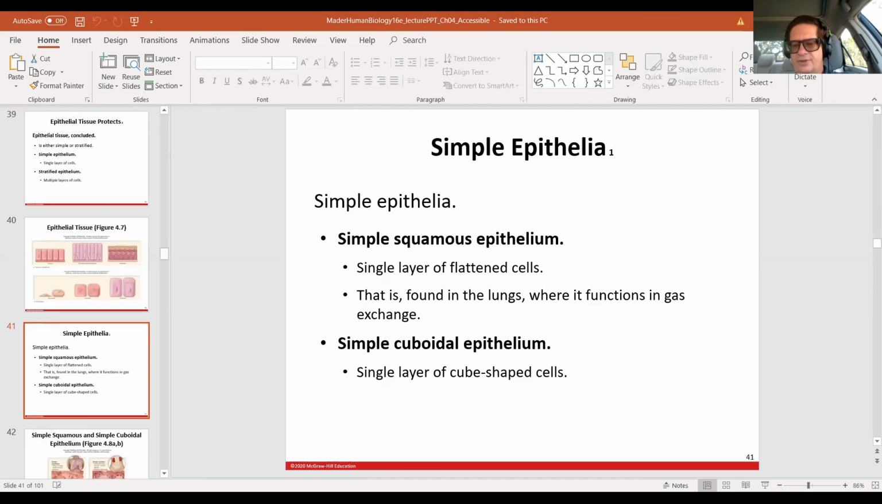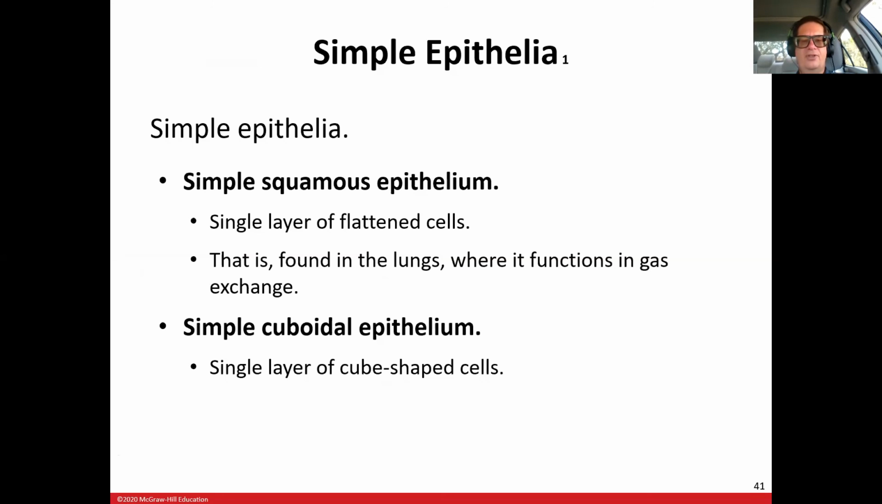So simple squamous, single layer of flattened cells. Good example, the alveoli inside the lungs. All right. Why is it squamous? Why is it flattened? Because it's thin. You don't have much tissue between the air and the blood. There's not much space. It's easy to transfer oxygen into the blood and carbon dioxide out of the blood into the air to breathe away.